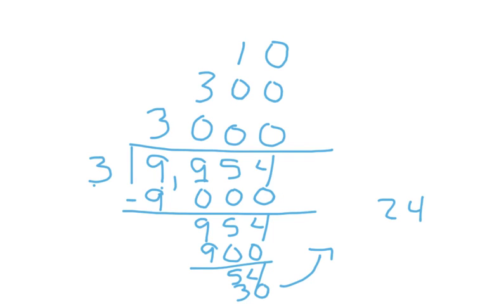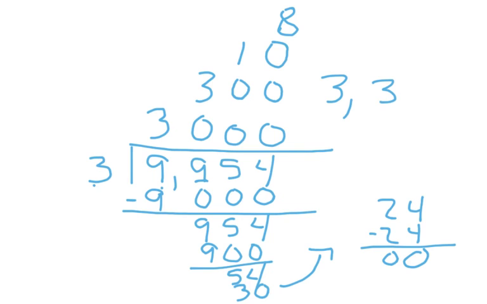So now I'm looking at the ones column. That's our only place value we have left now. 3 times what is going to get us close to 24? Well, 3 times 8 is 24. So now we can subtract those. We've got no remainders. So our answer to this problem, friends, is 3,000 plus 300 plus 10 plus 8, or 3,318.